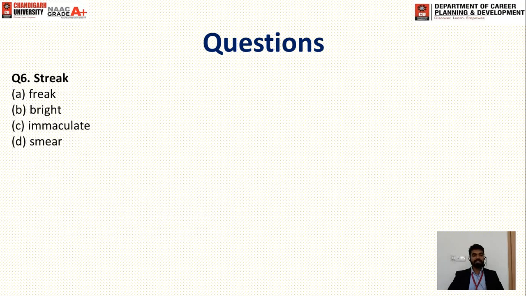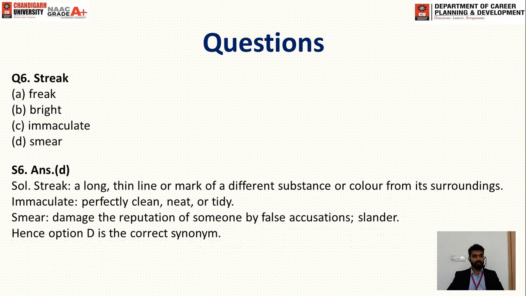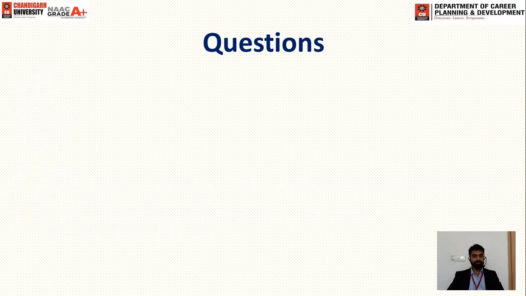Question number 6 is streak. The correct answer for this is smear, option D. Streak is a long thin line or mark of a different substance or color from its surroundings. Smear is damaging the reputation of someone by false accusations, that means slander. Option D is the correct synonym.